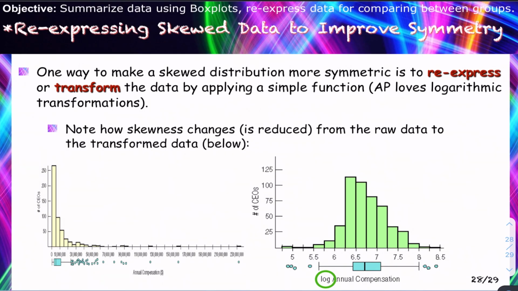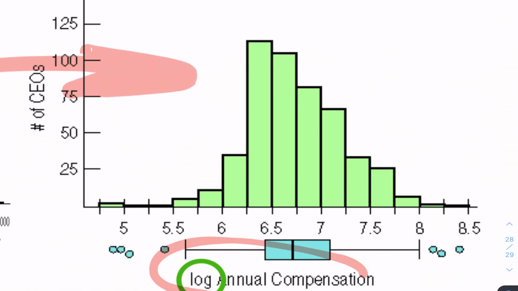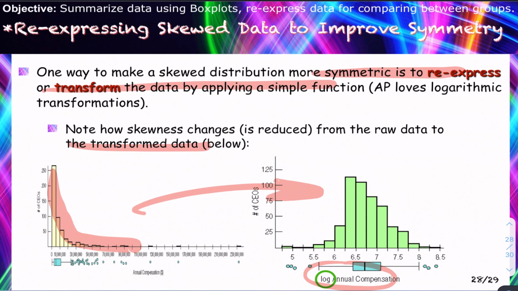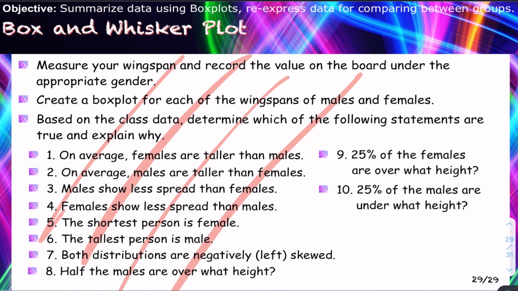If you are interested in messing with these extremely skewed pieces of data, we will answer those. But one way to make a skewed distribution more symmetric is to re-express or transform the data by applying a simple function. I would say AP loves the logarithmic function. So note how skewness is reduced from the raw data to the transformed data, where if we apply the log function onto annual compensation, we see that this skewness now becomes much more symmetric and unimodal. We will, if we have time, do this lab.